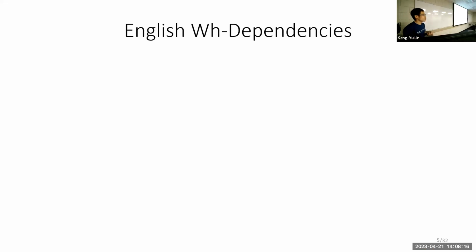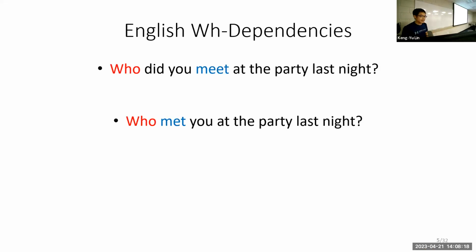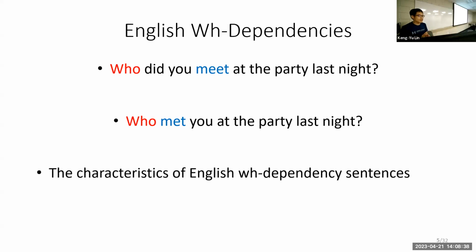So what are English WH dependencies? The examples are English WH dependency sentences, such as "who did you meet at the party last night" versus "who met you at the party last night." There are some characteristics of an English WH dependency sentence. As we can see from these examples, English WH dependency sentences contain a WH word. In this case, it's who.